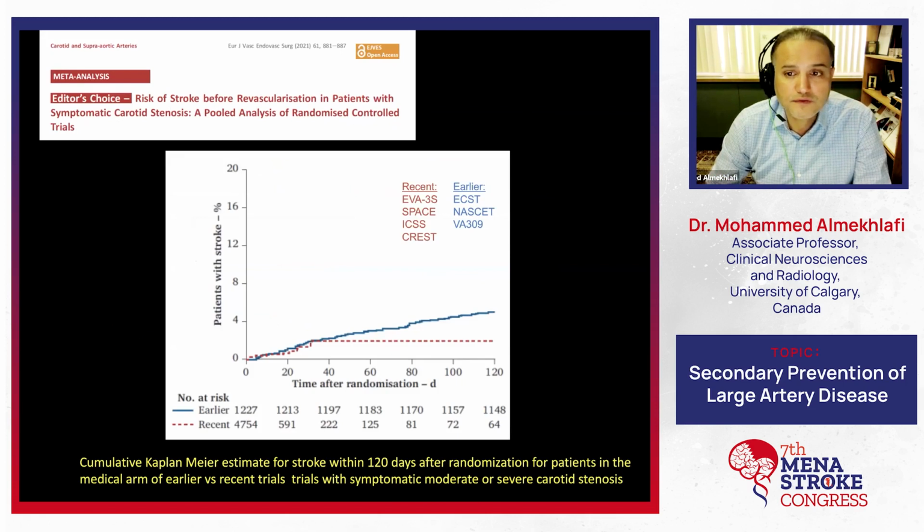Medical treatment has improved over the years, as we can see in this graph that compares patients who underwent revascularization in earlier carotid trials like ECST, NASCET, and the French VA 309, to more recent trials, including CREST. We can see that the risk of recurrent stroke in patients waiting for revascularization in these studies has substantially dropped from about 4% to below 2%. That indicates that aggressive medical treatment does reduce the risk, and it is a valid option, especially if the patient cannot have either stenting or endarterectomy.